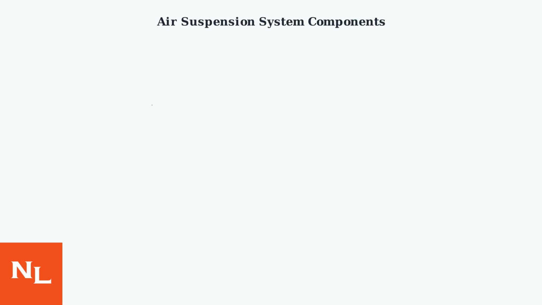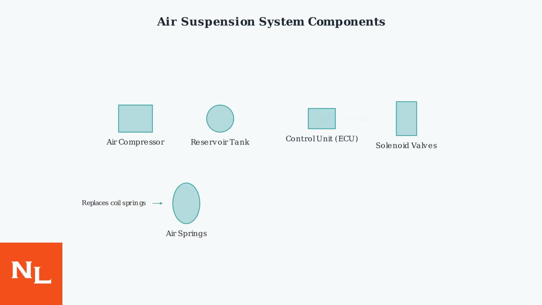Air suspension systems replace traditional coil springs with air-filled bags, providing superior ride quality and adjustable vehicle height. This advanced technology offers significant advantages over conventional suspension systems. The air suspension system consists of 6 key components working together. Each component plays a crucial role in maintaining proper vehicle height and ride quality.